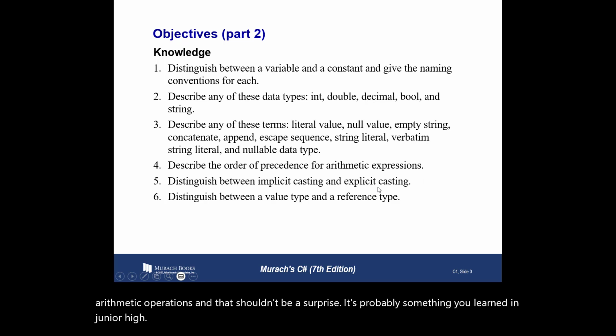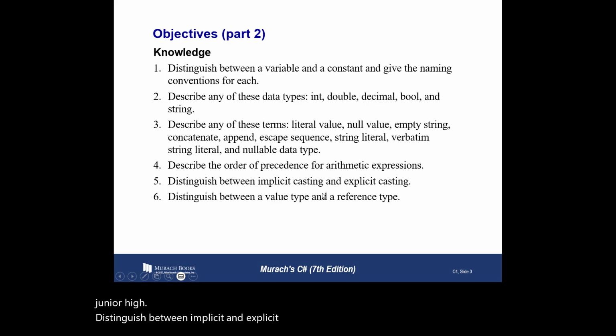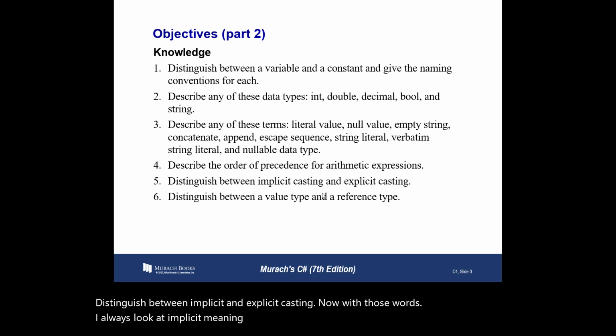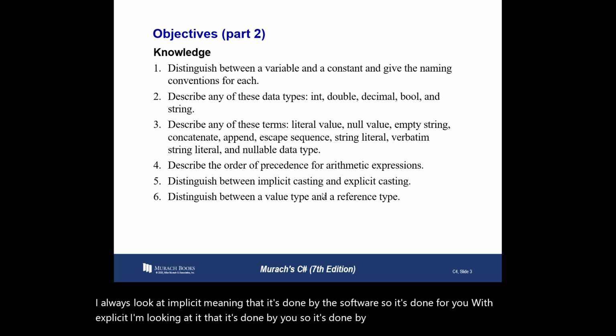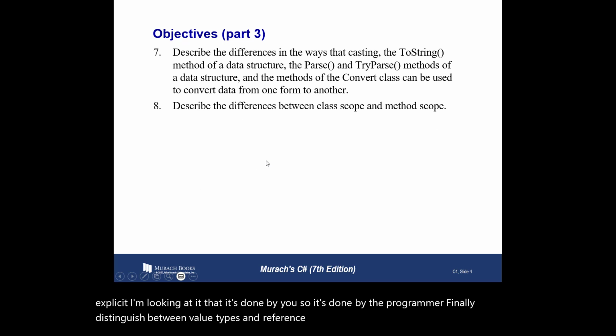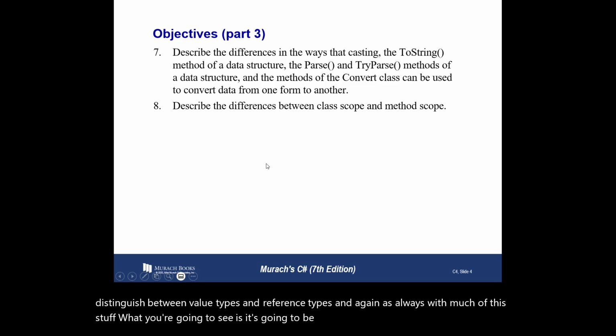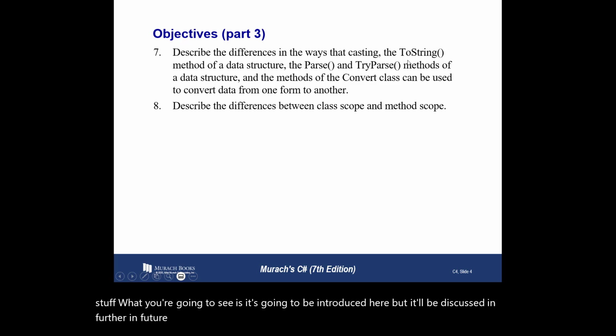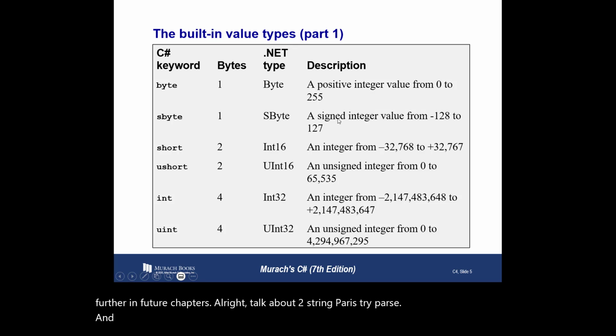Distinguish between implicit and explicit casting. With those words, I always look at implicit as meaning it's done by the software, so it's done for you. With explicit, I look at it as done by you, so it's done by the programmer. Finally, distinguish between value types and reference types. And as always with much of this stuff, it's going to be introduced here, but it'll be discussed in future chapters. All right, talk about ToString, Parse, TryParse, and differentiate between class scope and method scope.